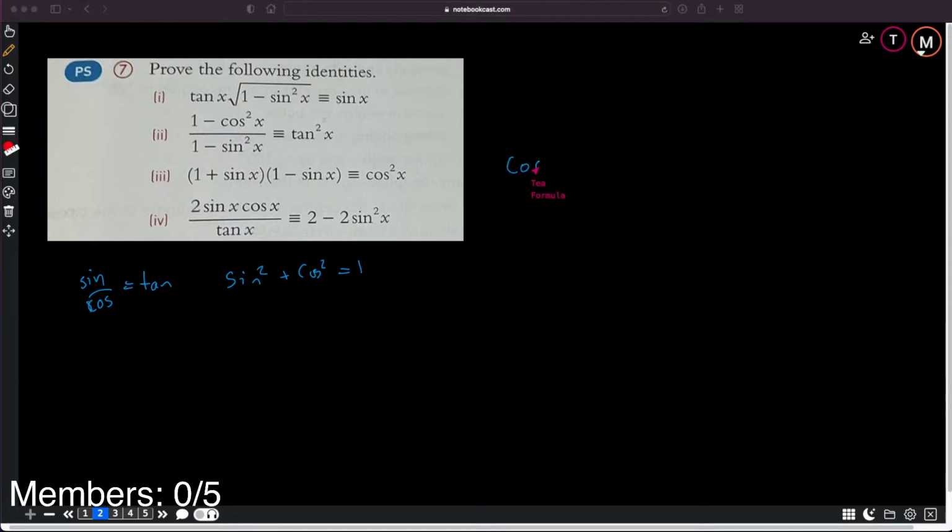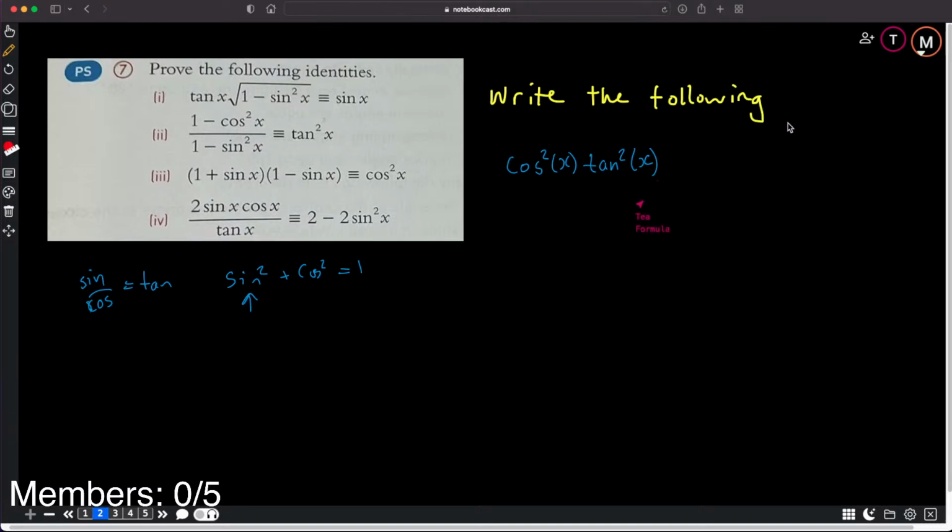Right, what we're looking at, cos squared x tan squared x. Just so you know, at university we don't really write the x. We just write it like this. So if that's confusing, just let me know. So we need to write this in terms of sine x. Obviously, the problem is sometimes if we do replace one of these, then they could end up introducing something different that we didn't want before.